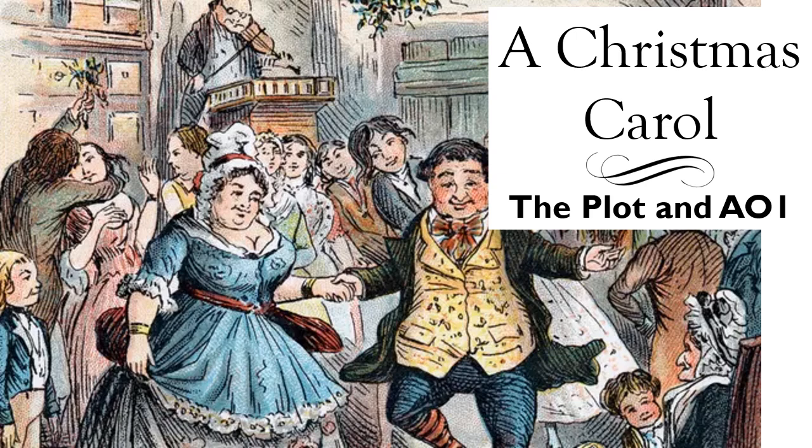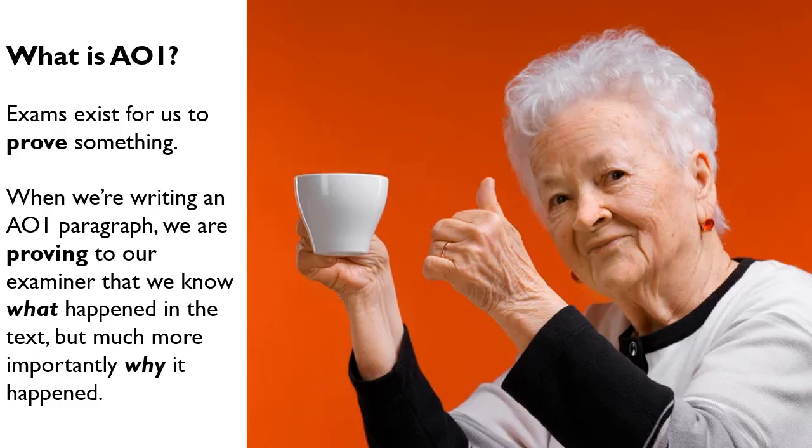Welcome to the revision video on A Christmas Carol, and in this one we're looking at the plot of the novella and AO1. Before we go through the plot, I just want to look at what is AO1. So the exam is there for us to prove that we know something. We do the course, we complete the GCSE, and then the exam is there for us to prove that we've learned what we were supposed to learn. And that's really what AO1 is about.